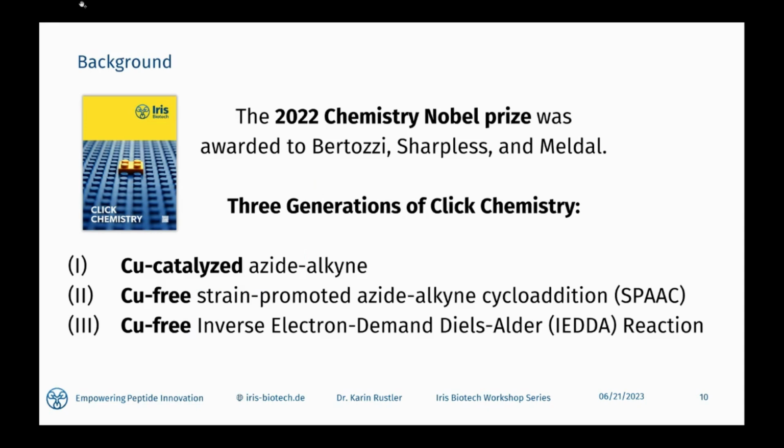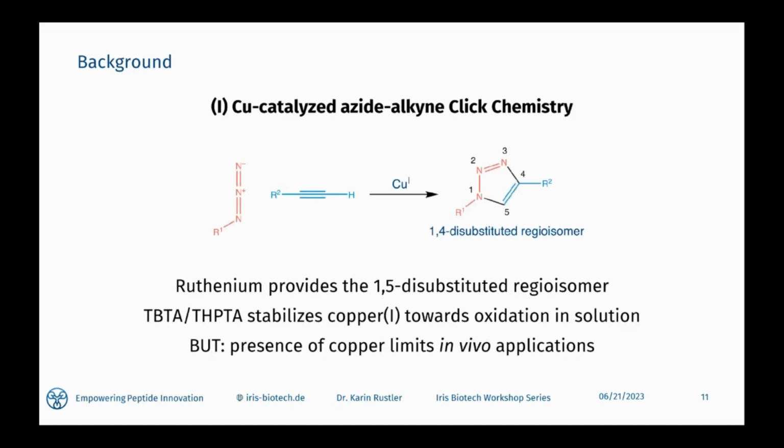Before we jump into the innovative part, I would like to give you a very brief summary on the topic of click chemistry, which was awarded with last year's Nobel Prize. In principle, there are 3 types of click chemistry: the copper-catalyzed azide-alkyne reaction, and then 2 types of copper-free click chemistry: the strain-promoted azide-alkyne cycloaddition, and on the other hand, the inverse electron demand Diels-Alder reaction of tetrazines. In the first type, an azide reacts with an alkyne under formation of a triazole. But the main drawback in this regard is that the presence of cytotoxic copper limits in vivo applications.